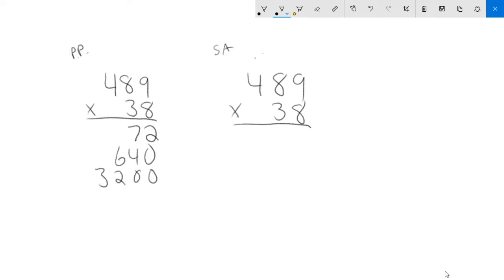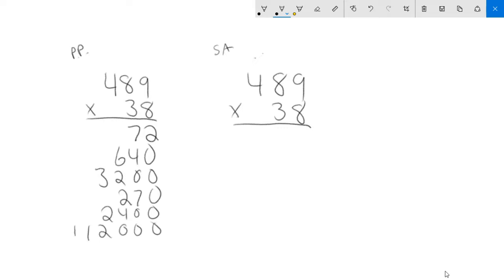Okay, now I move on to the 30 times things. All right, 30 times 9 is going to be 270. 30 times 80, that's what, 2,400. And 30 times 400, that's going to be 12,000.